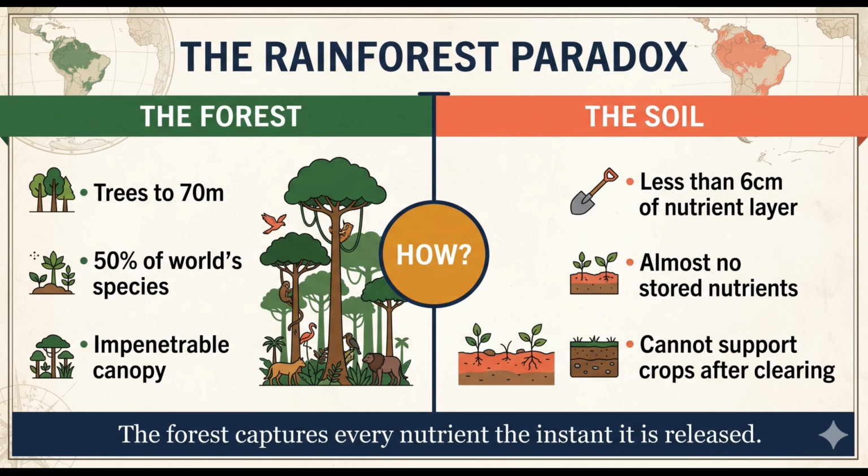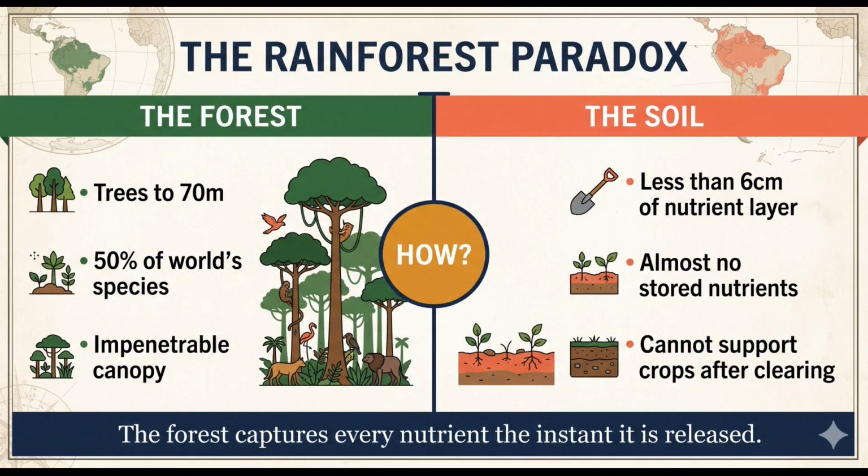On the one hand, the rainforest: trees reaching 70 meters in height, canopy so dense you cannot see the sky from the ground, 50% of the world's species packed into 6% of the land. On the other hand, the soil beneath it: less than 6 centimeters of anything usable, almost no stored nutrients, completely unable to support agriculture once the trees are gone.